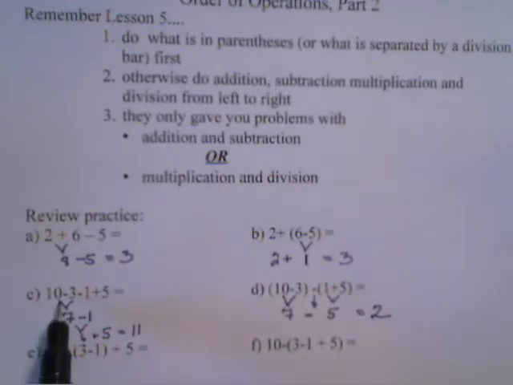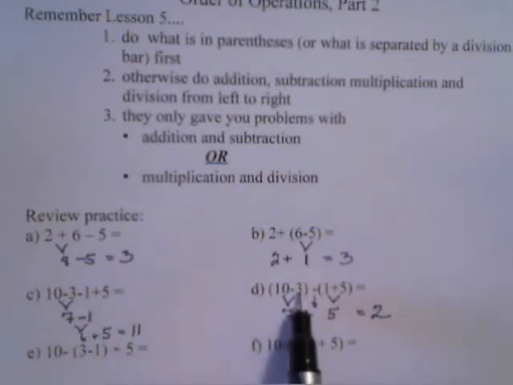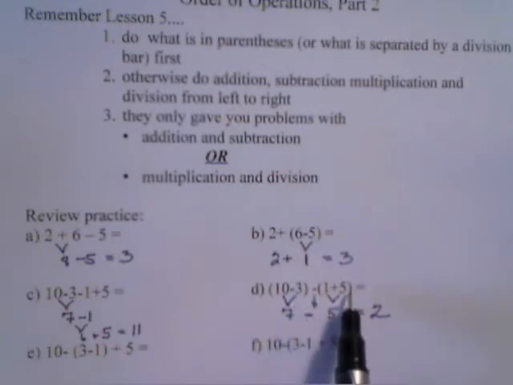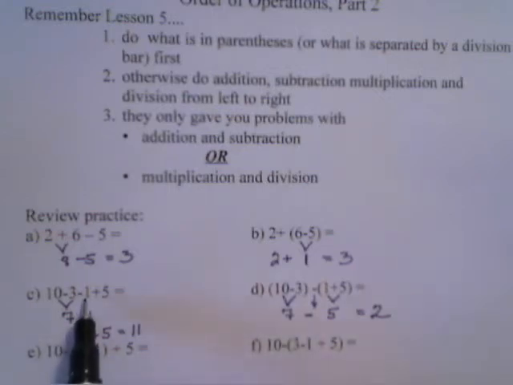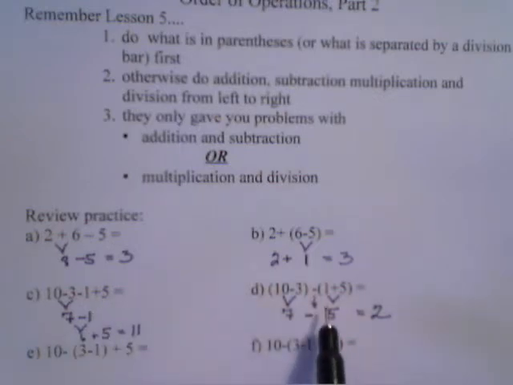So I had the same order. I had 10 minus 3 minus 1 plus 5, but these parentheses forced me to do things in a different order. So on this side you can see I was subtracting a 1 and then adding on a 5. But on this side I'm subtracting a 1 plus 5, which is a 6. So it's a very different situation for what you're subtracting.